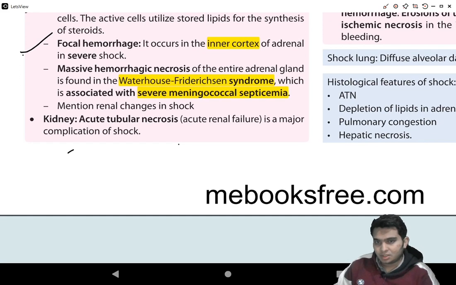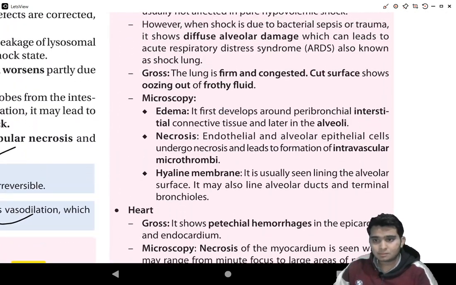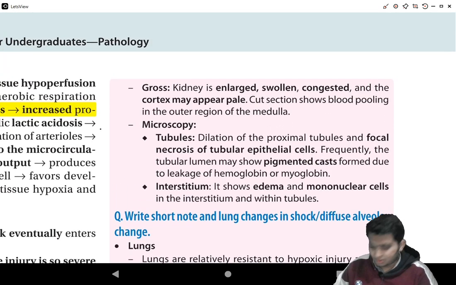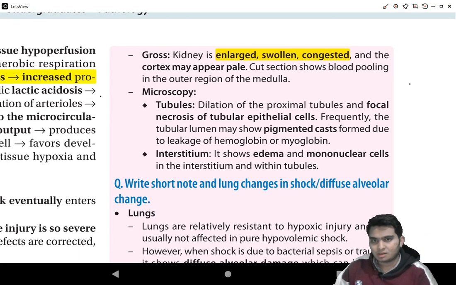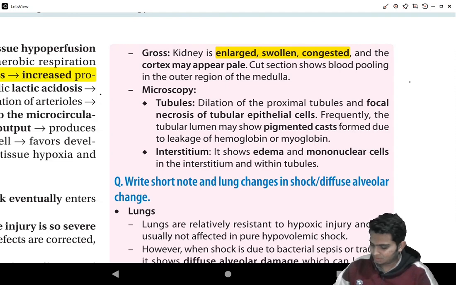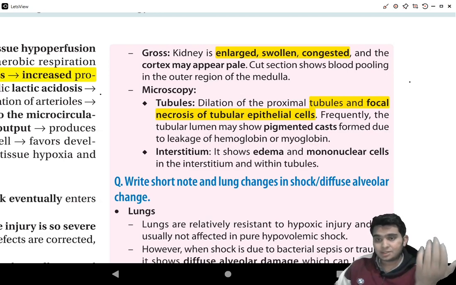Okay, now the kidney. In the kidney, acute tubular necrosis is a major complication of shock. The kidney is enlarged, swollen, and congested. The cortex may appear pale. On microscopy, there is dilatation of proximal tubules and focal necrosis of tubular epithelial cells. The tubular lumen may also show pigmented casts formed due to leakage of hemoglobin or myoglobin. The interstitium also shows edema and mononuclear cells in the interstitium and within tubules.